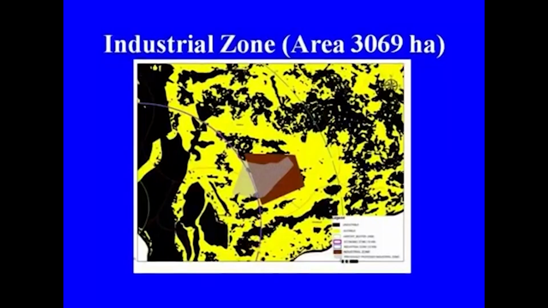The brown color polygon that we see now is the new industrial zone which has been proposed for development. This industrial zone meets the minimum criterion of 2000 hectares, and it has a present area of 3069 hectares, which is sufficiently good enough to develop the industrial activities.